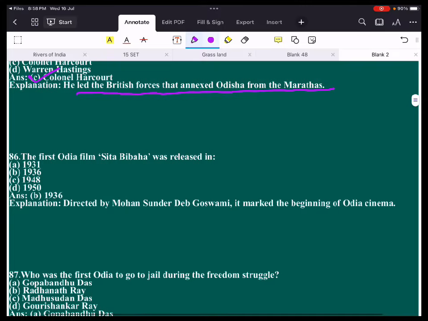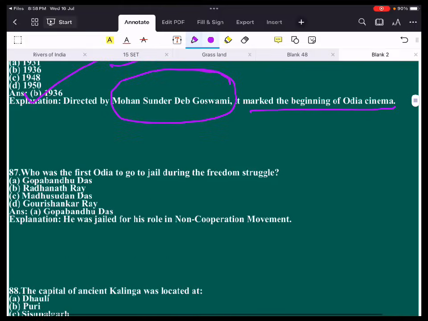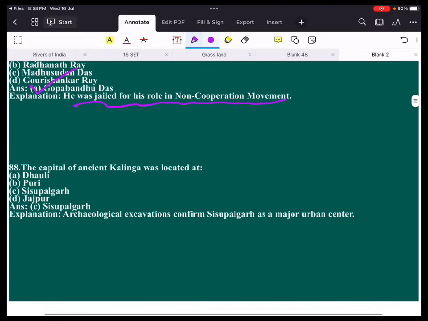The first Odia film Sita Bibaha was released in 1936, directed by Mohan Sundar Dev Goswami. It marked the beginning of Odia cinema. Who was the first Odia to go to jail during the freedom struggle? That is Gopabandhu Das. He was jailed for his role in the non-cooperation movement. The capital of ancient Kalinga was located at Shishupalgarh. Option C.